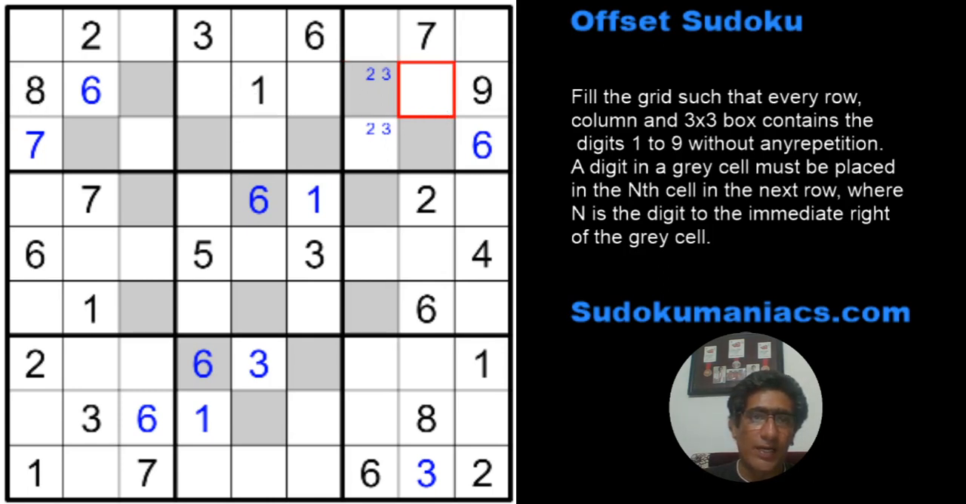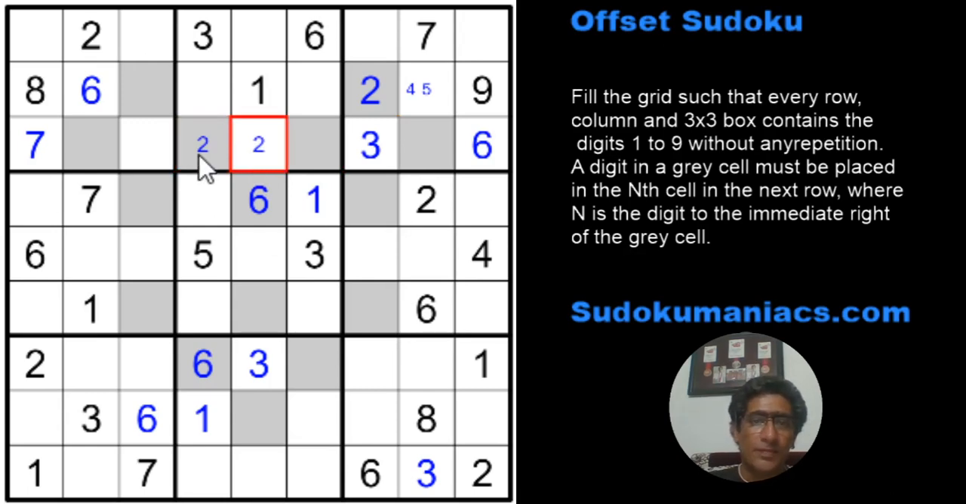I can't have a 9, 8, 7, 6. I can have a 5 and a 4. I can't have a 3, 2 and a 1. Right? So which basically means whichever digit comes in this gray cell has to be either in the 4th or the 5th cell of the next row, which would be these 2 cells. But we already have a 3 in that box. So obviously I cannot have a 3 here, so this becomes a 2 and a 3. Right? So my 2's can be placed here.